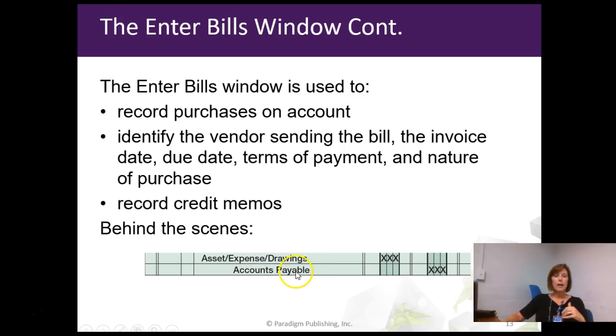So QuickBooks will automatically assume that this is an accounts payable, but QuickBooks isn't going to be smart enough to understand the vendor that we're writing the check for, whether that's for our rent or we bought something, so it's an asset or something of that nature.